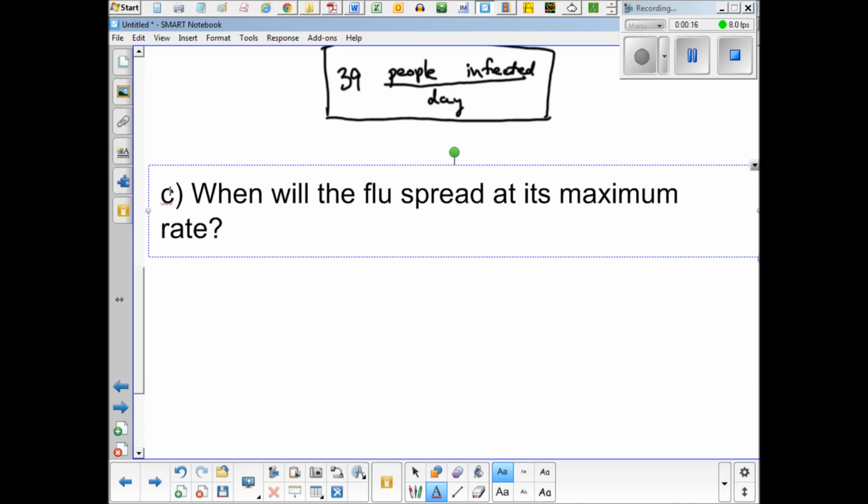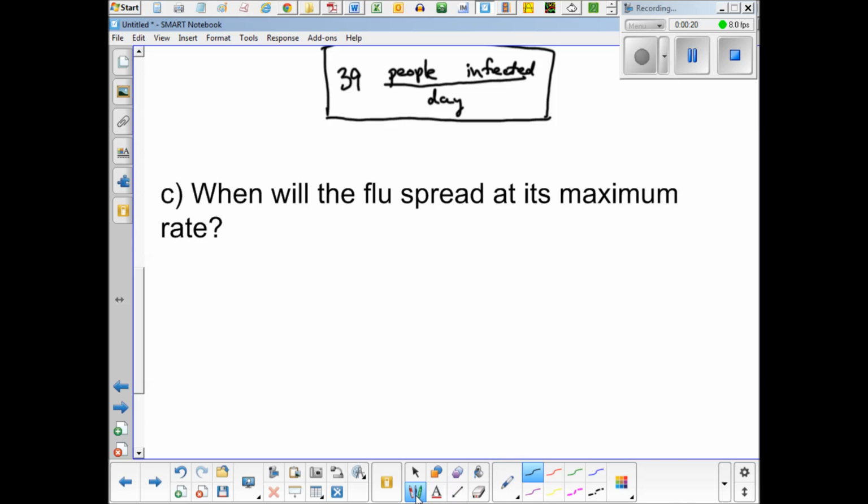When will the flu spread at its maximum rate? Okay, now to answer this question, we need to understand that maximum rate really is the derivative. We will need to find the derivative of the derivative, because a maximum rate implies that the rate function, the derivative, has a horizontal tangent. Okay, so we're going to need to set p double prime of t equal to 0.